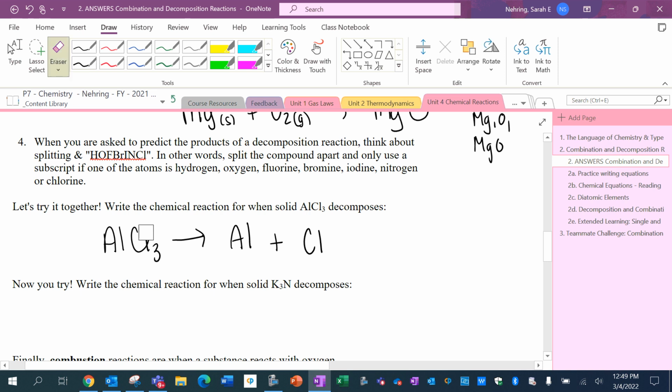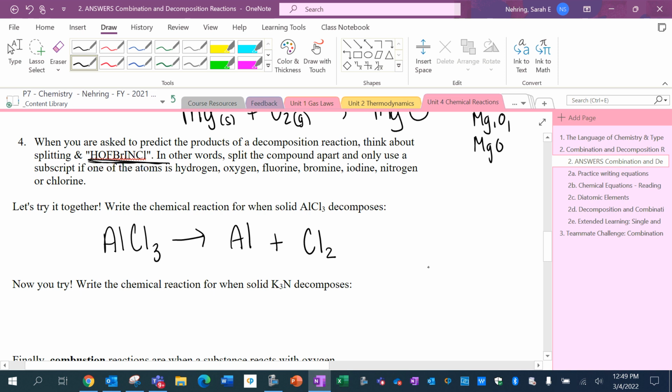So this is my aluminum and chlorine. Whenever you are writing out the formula or the symbol for an element, you want to ask yourself, is it part of the Hofbrinkel? If the element is part of the Hofbrinkel, you put a subscript 2 by it. If not, then you just leave it be. Aluminum is not part of the Hofbrinkel, so I'm just going to leave it be. Chlorine is part of the Hofbrinkel, so I'm going to put a 2 right there.